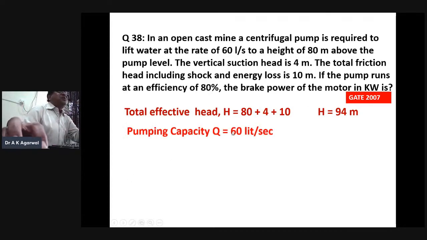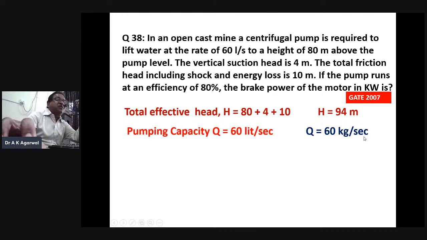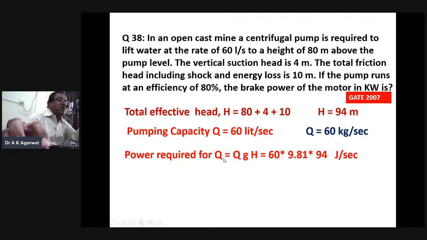Now pumping capacity is 60 liter per second, or 60 kg per second. This is the pumping capacity. And he is asking for the brake power of the motor. So power required is equal to QgH or mgH, as I told you. It is 60 kilogram per second, g is 9.81, and total head is 94.